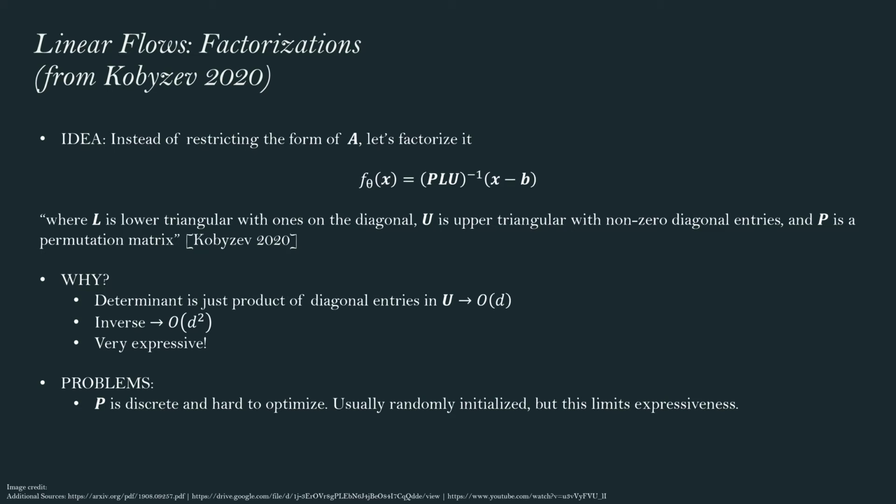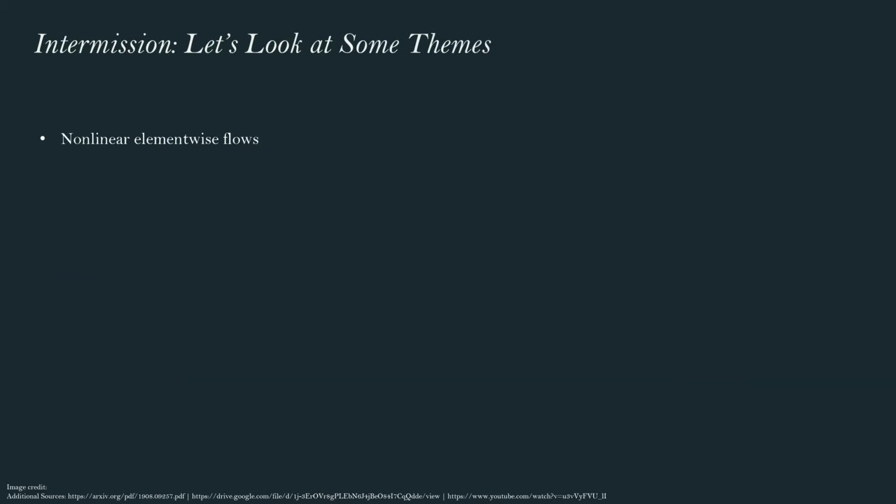P is going to be discrete, right? It's a permutation matrix. So because it's discrete, that makes it very hard to optimize. And you're usually going to randomly initialize it. But if you go ahead and fix P, then you've constrained what you can learn, right? So in theory, this solves a lot of the problem, but in practice, it's hard to optimize that discrete matrix. So you still end up with some limitations. There's some stuff about QR decomposition being a better alternative. My point being, there are some options here.